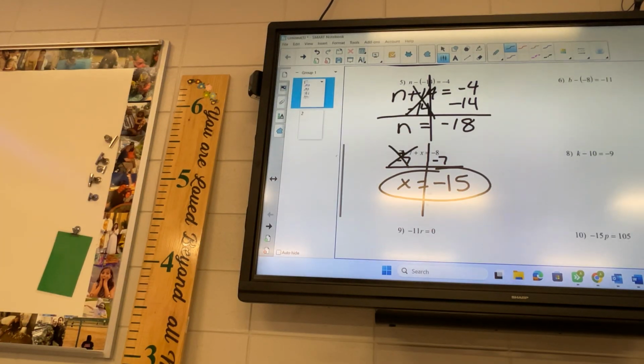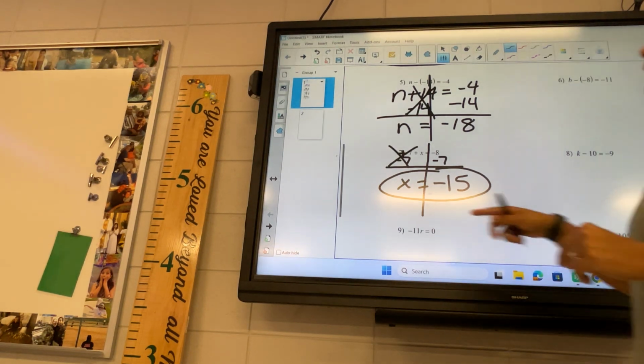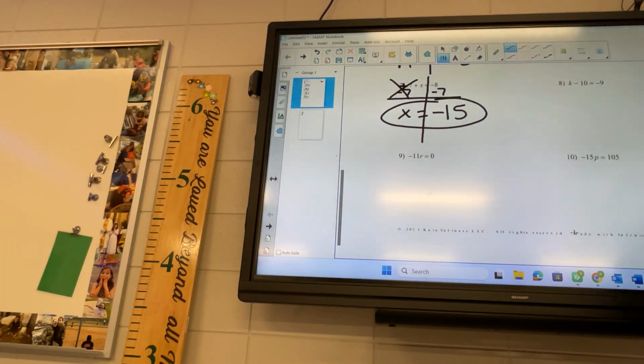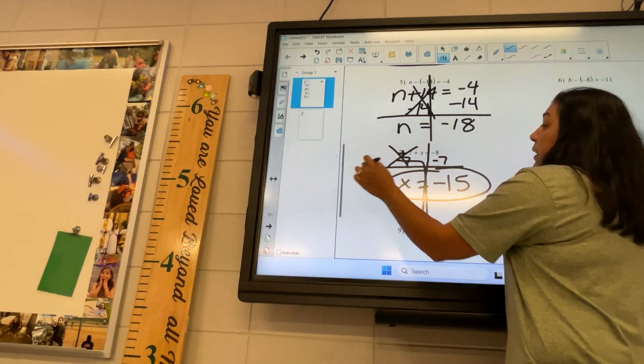Okay, number 9. We talked about this yesterday. What does it mean when the letter and the number are right next to each other? It means multiplication. So then what goes really with multiplication? The division. So that means we're going to divide both sides by negative 11.